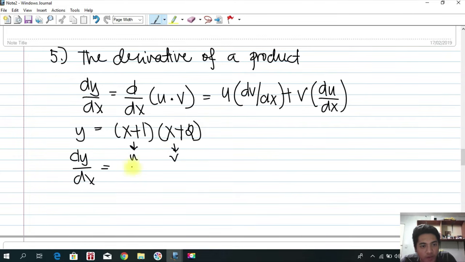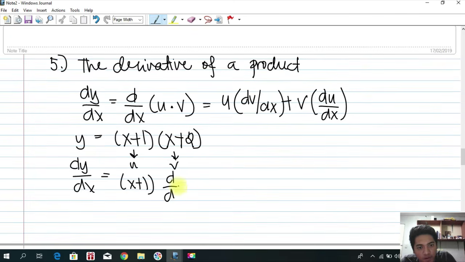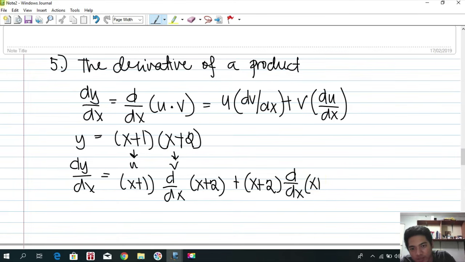So it says in the formula we need to copy the first one, x plus 1. Then we're going to get the derivative of the second one, x plus 2, plus copy the v. This is our v, x plus 2. Then we're going to get the derivative of the u, which is x plus 1. So in other words, copy this first, and then get the derivative of this, multiply it. That's your first term.